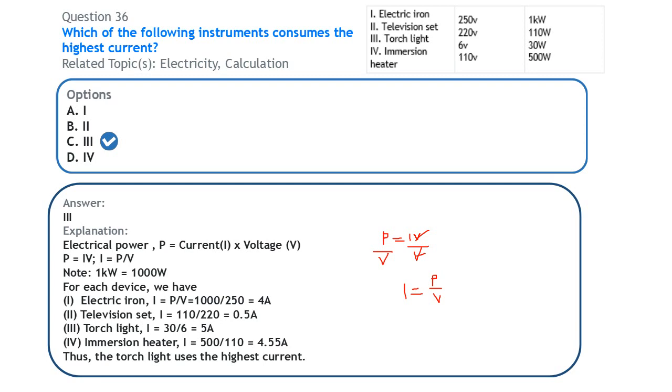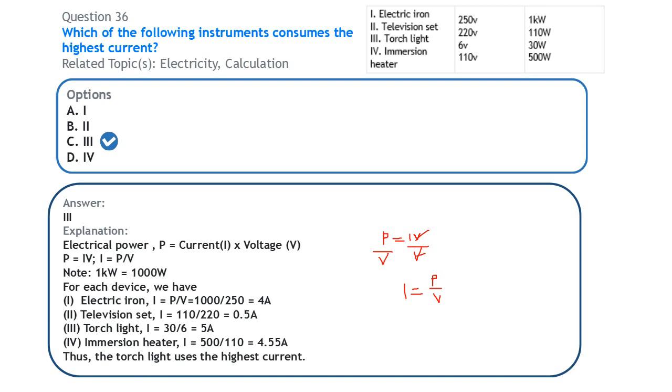Now if we make I the subject of the formula, let me show you how this is done. So what we have is power P is equal to IV. If I want to make I the subject of the formula, what I'm going to do is divide both sides by V. If I divide both sides by V, this V will cancel this V here. And so I'm going to have I is equal to P, the power, over the voltage V.